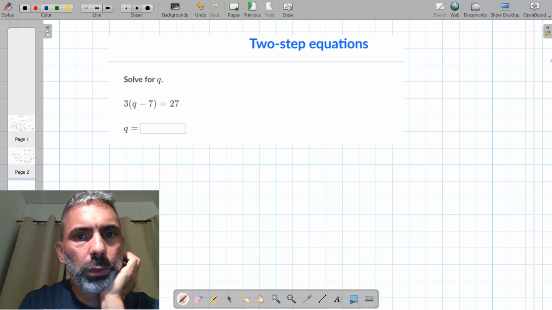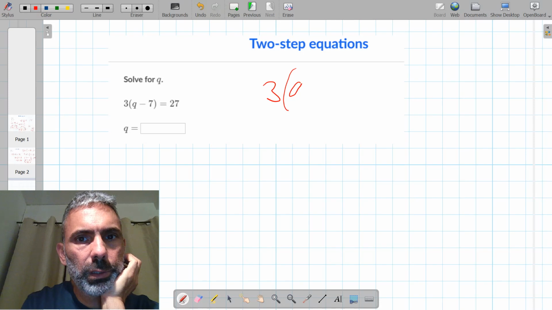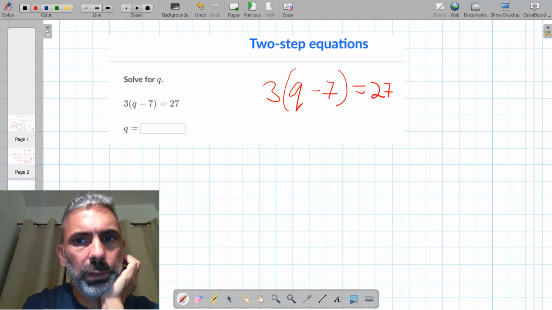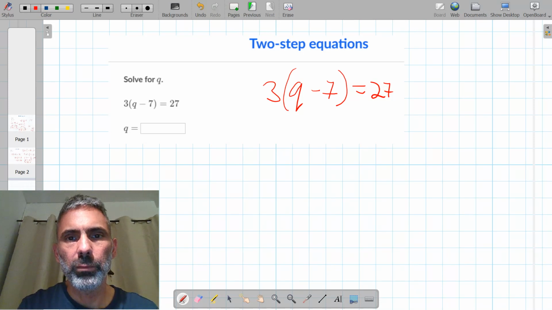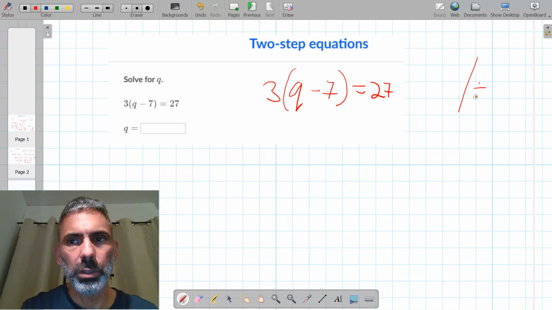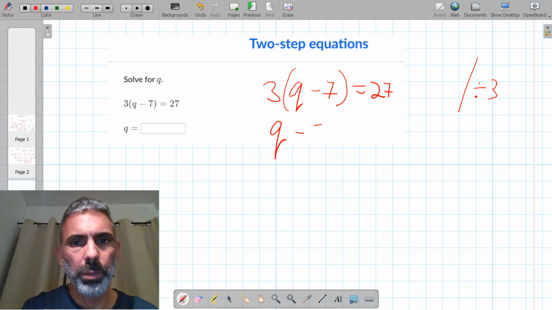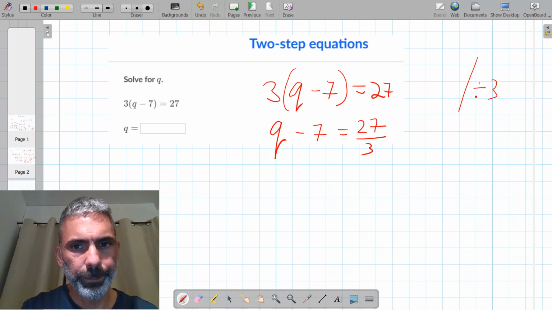Okay, solve for q. So the equation is 3 times q minus 7 equals 27. So the first step is to be left with just the parentheses on the left hand side of the equation. So I divide both sides of the equation by 3. On the left hand side I'm left with q minus 7, and on the right hand side I have 27 divided by 3, which is 9.